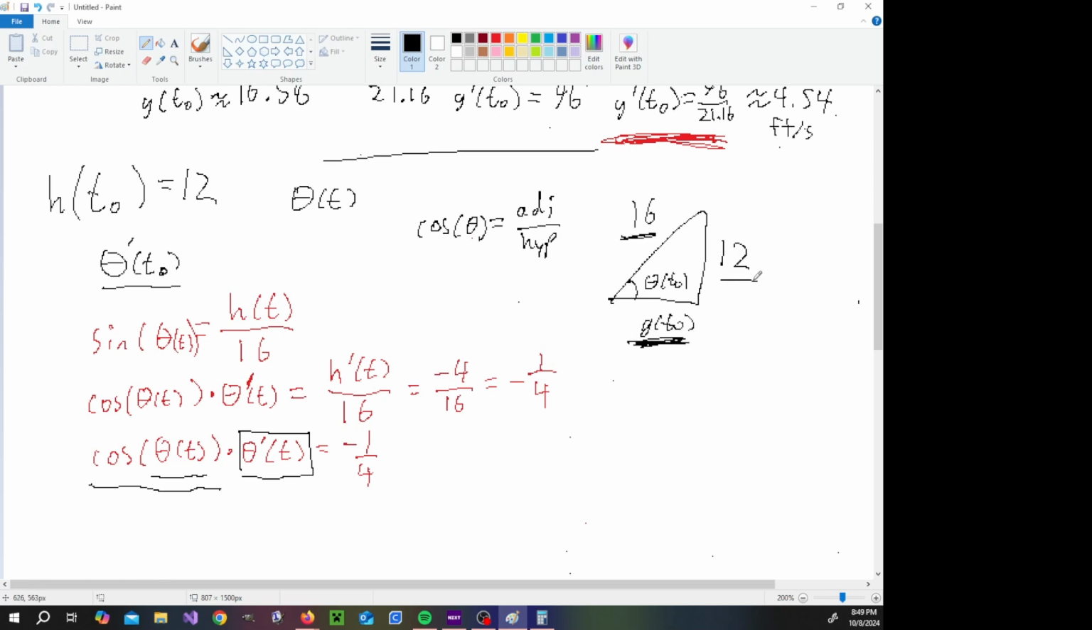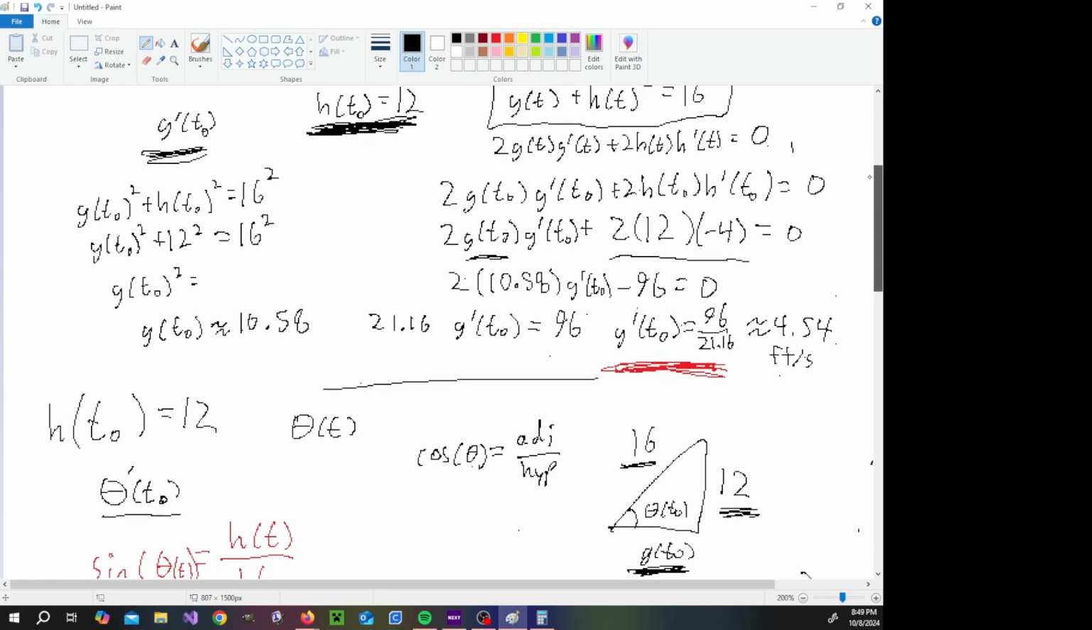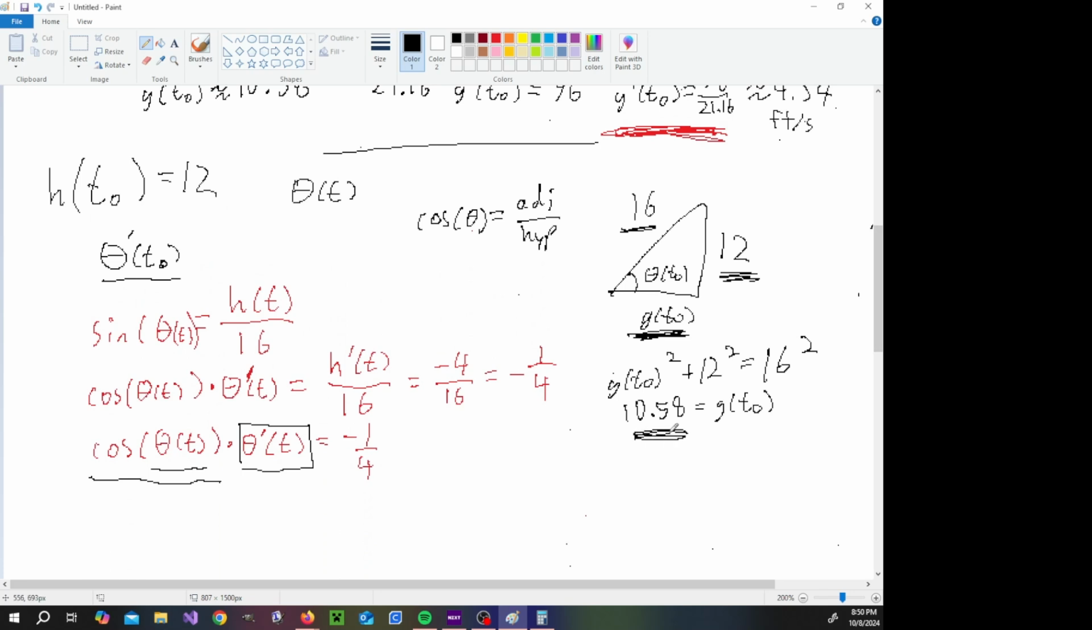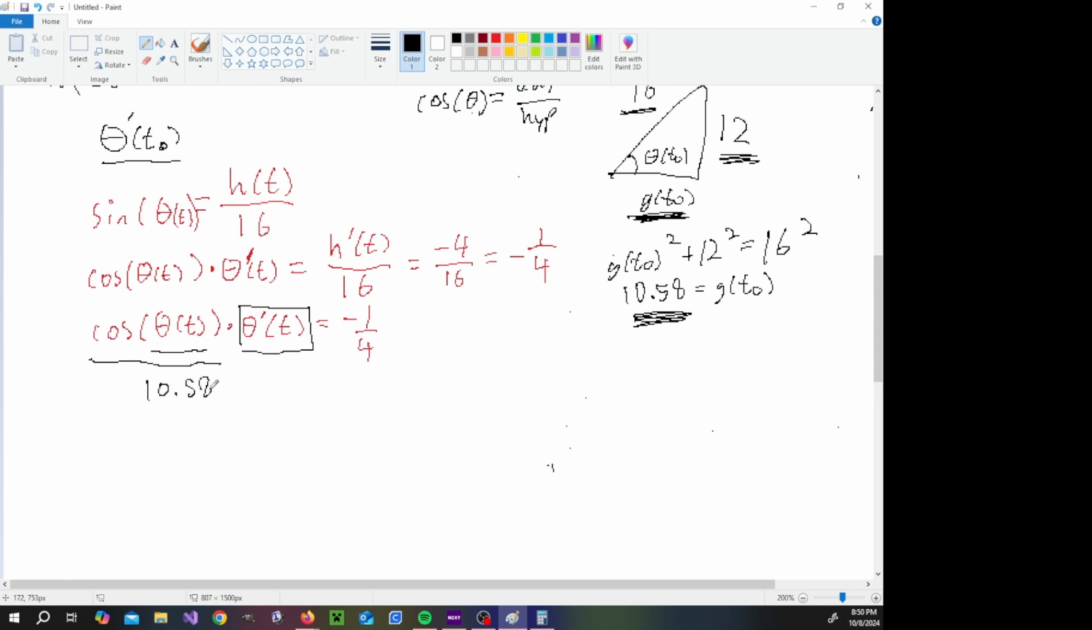Well, again, we have 16 and we have 12, so the Pythagorean theorem says g of t naught squared plus 12 squared is equal to 16 squared. And we did this work already up here, to find that the square root of g of t ended up turning into 10.58. That is g of t naught. So this is our adjacent, which means cosine of theta is 10.58 over 16.